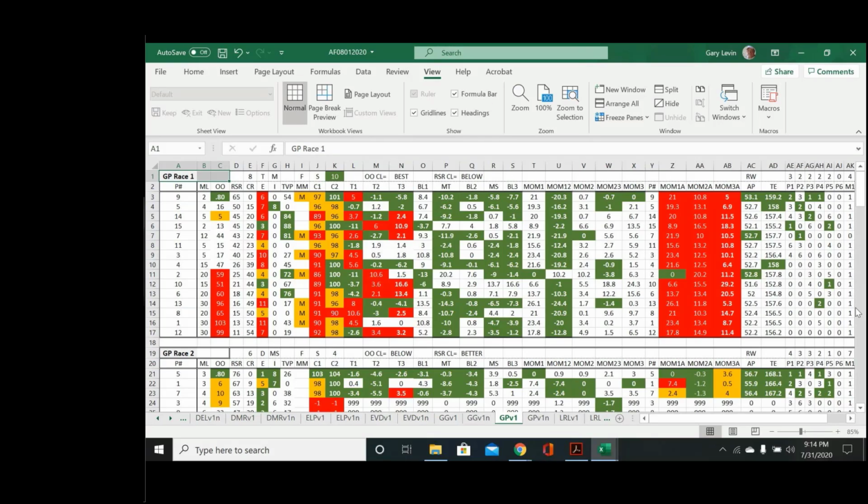But this analysis gives you a better understanding of how all this red under Mom 1A, Mom 2A, Mom 3A is going to play out. And more often than not, one of those early horses are going to win, regardless of how bad they look.